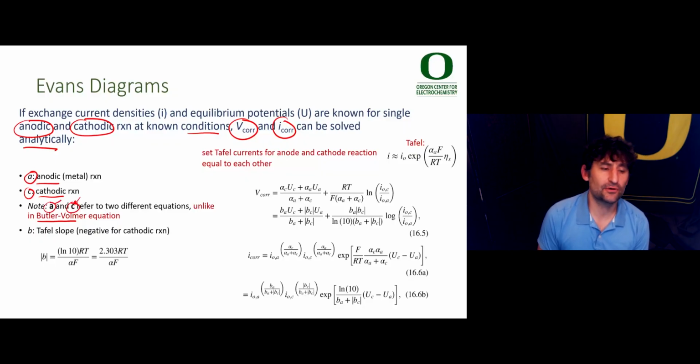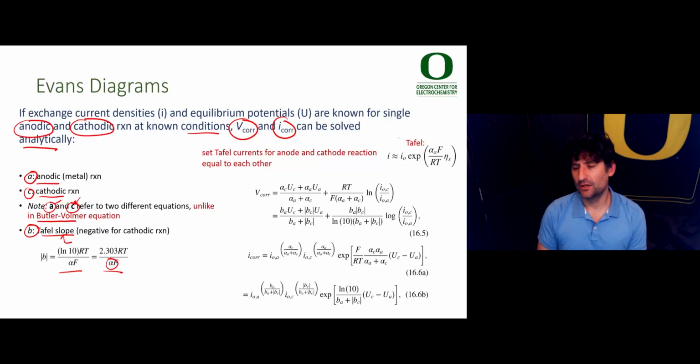The anode reaction, remember, is going to be the dissolution of metal, the oxidation of metal. The cathode reaction, for example, will be the reduction of O2. And B is going to be the Tafel slope, which primarily is an experimentally measured parameter, though you can write it in terms of the transfer coefficient alpha. So the Tafel expression, this is ignoring the reverse reaction, is just I naught times the exponent of the anodic transfer coefficient times F over RT times the overpotential, in this case for the anodic reaction.